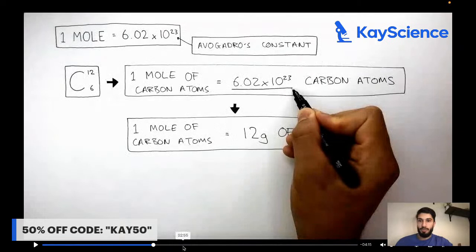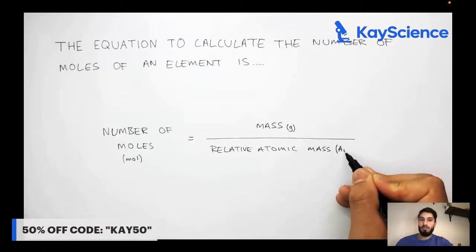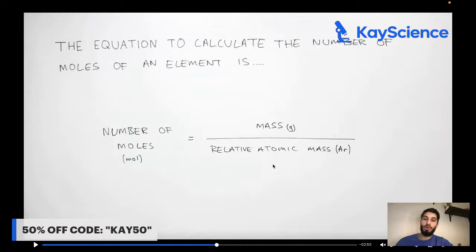Okay, let's move on. I want to go straight to the equation. The equation to calculate the number of moles of an element is: number of moles equals mass divided by relative atomic mass or relative formula mass. But in this video, we're going to focus on relative atomic mass.